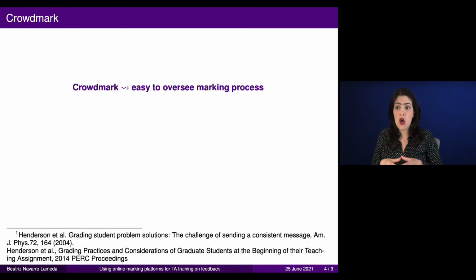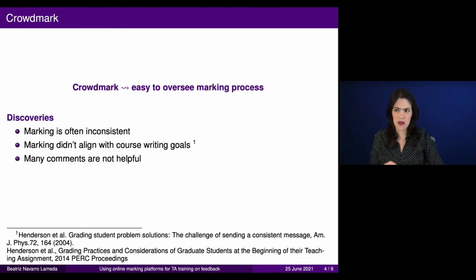And this is because GradMark is a collaborative marking platform that allows markers to work in parallel. And that means that a lecturer can oversee the TA's marking in real time. And once we started using this, we realized many things. Marking is often very inconsistent. Even when the same TA is marking one question for all the students, that person could show inconsistencies throughout the range of students.